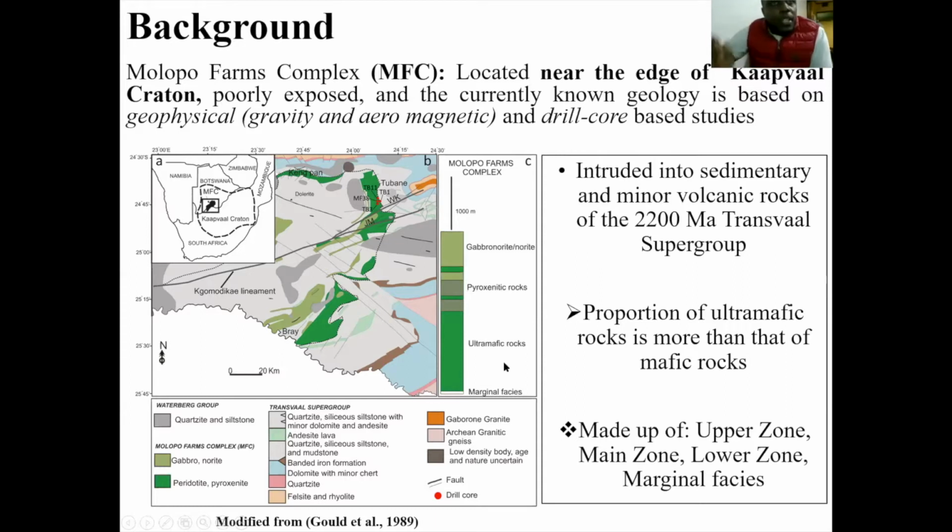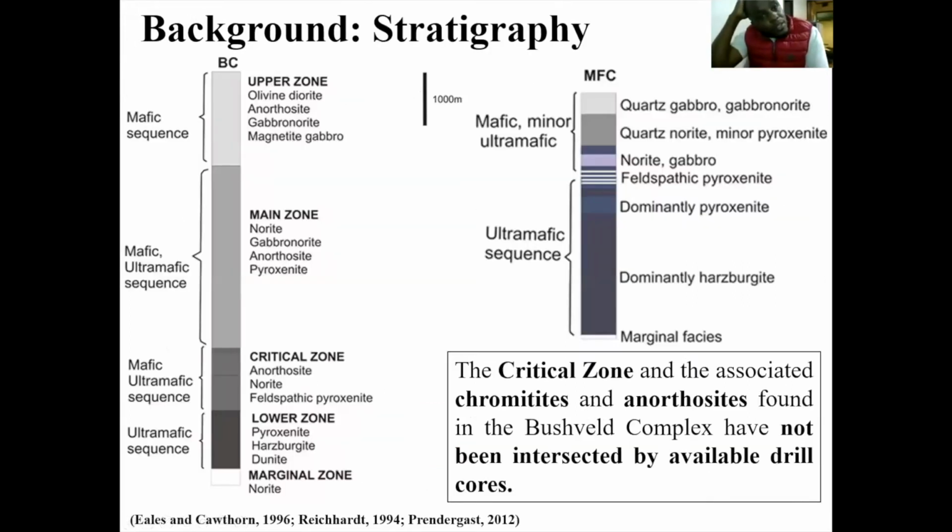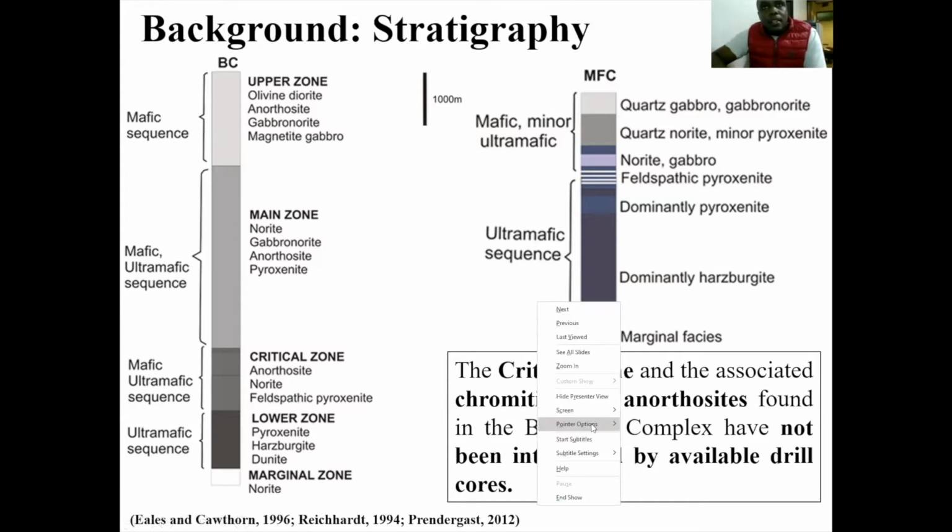Now, if we look in detail at the stratigraphies of the two complexes, we have the Bushveld Complex to the left and the Molopo Farms. One of the striking differences is that the critical zone, in which most of the PGE reefs are found in the case of the Bushveld Complex, has not been intersected by the currently available boreholes.